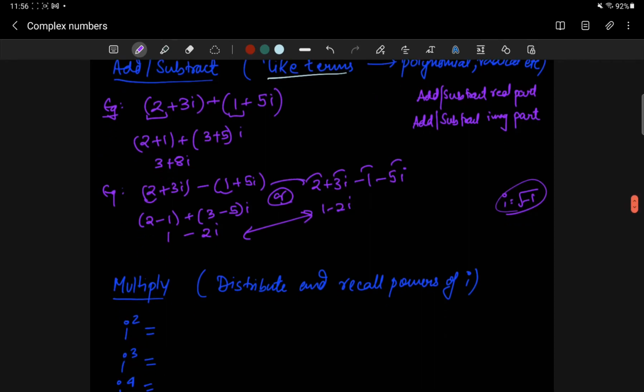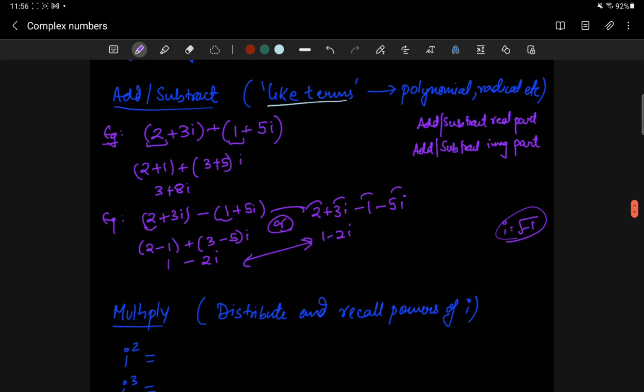The next one is multiply. Multiplication also follows a similar process as radicals or polynomials. Namely, what do you do when you multiply two terms? You distribute. The only difference here is that when you distribute, you are going to end up with powers of i. So it makes sense to look at what these powers of i mean.